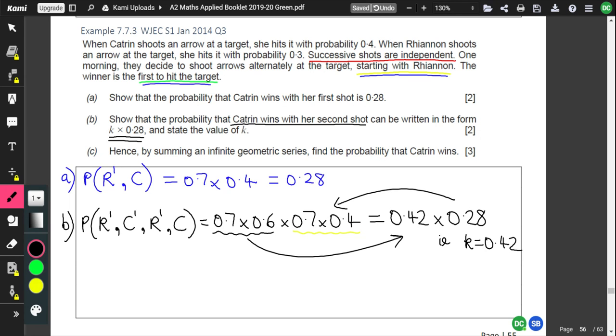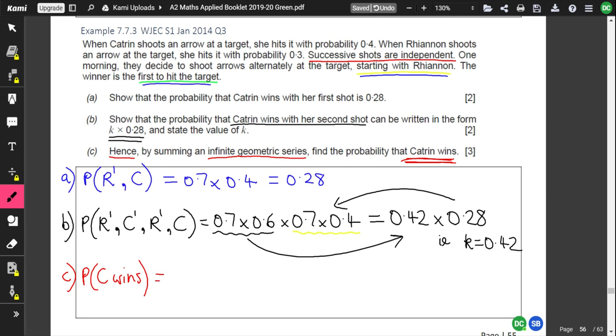Part C starts with the word hence. So we're looking for how we can use what we've already worked out. It also tells us we're going to get an infinite geometric series. So a bit of pure maths in this question. Find the probability that Katrin wins. It doesn't say on which attempt. So how could she win? She could win on her first go, or her second go, or her third go, or her fourth go, etc., forever. There's no upper limit on this.